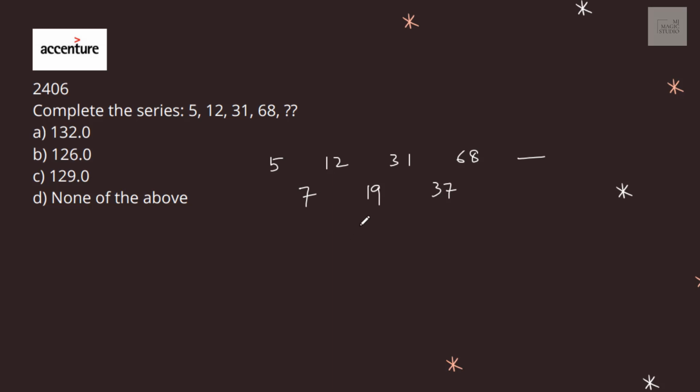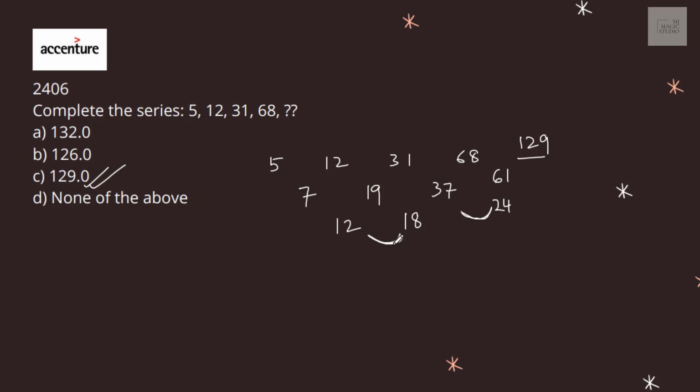Let's do the second order difference. 19 minus 7 is 12. 37 minus 19 is 18. Okay, so if I follow this pattern, that is plus 6, and I use this plus 6 here itself, 18 plus 6 would be 24. 24 plus 37 would be 61, and 68 plus 61 would be 129. And yes, we have this as one of the options, option C, 129.